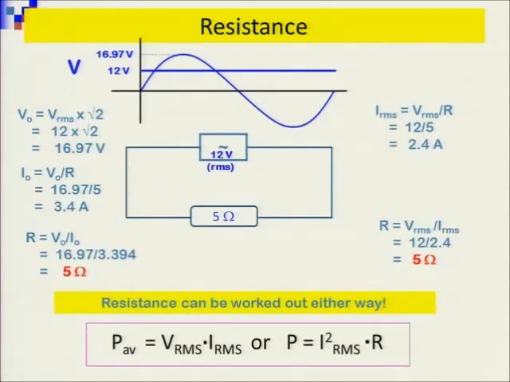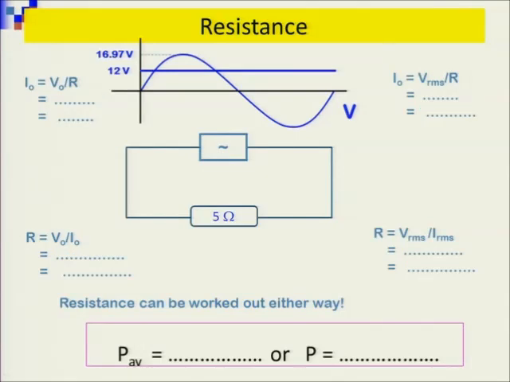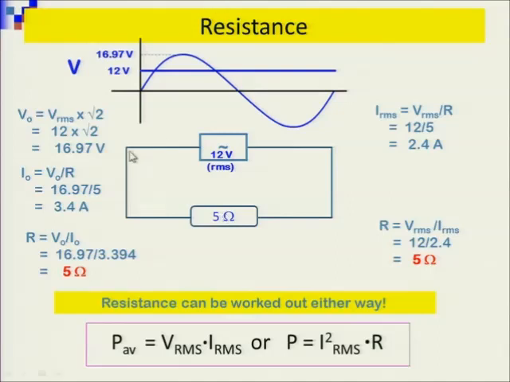Here is an example of one. Let's quickly start on the left-hand side here. They say to us, Imax is equal to Vmax divided by R. Now let's quickly have a look. What is Vmax? That's Vmax divided by R. So, if we go, VRMS times the square root of 2.